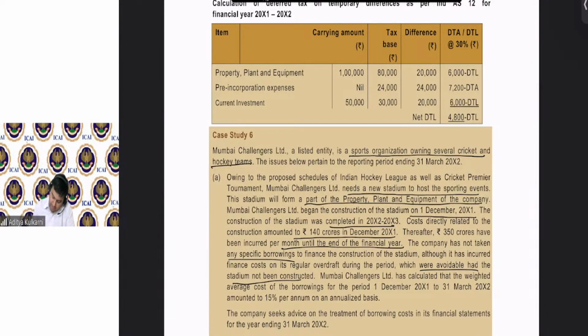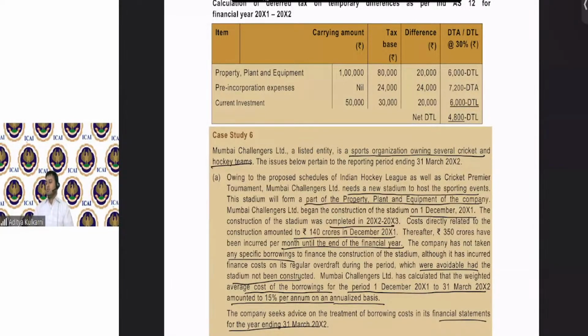Mumbai Challengers has calculated that the weighted average cost of the borrowings for the period 1st December X1 to 31st March X2 amounted to 15% per annum on an annualized basis. The company seeks your advice on the treatment of borrowing cost in its financial statements for the year ending 31st March 20X2.